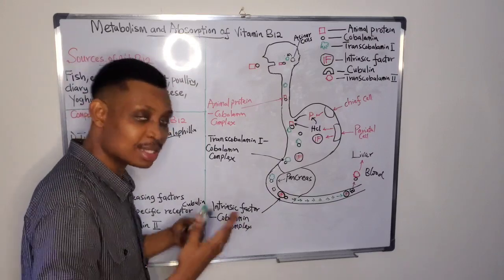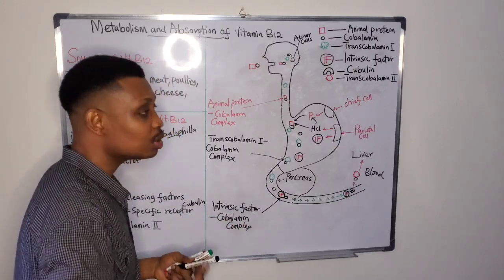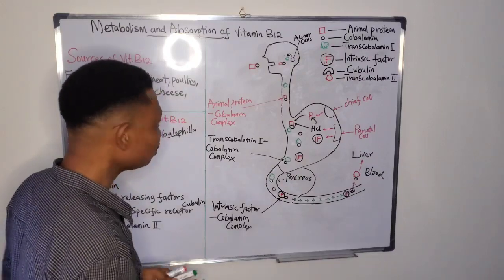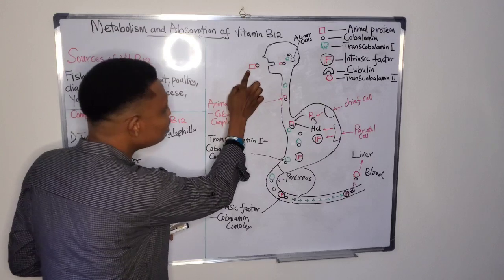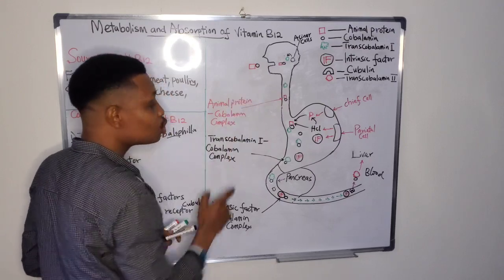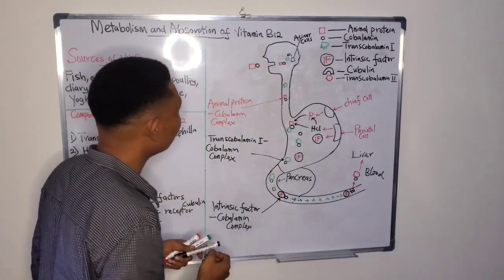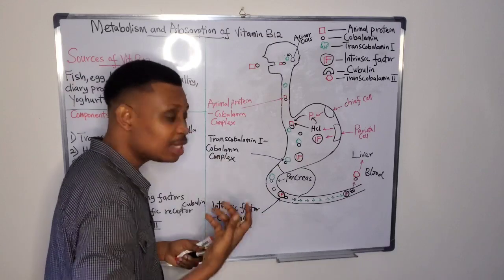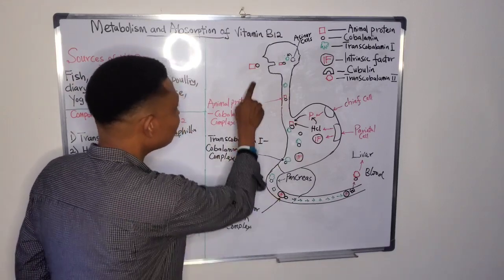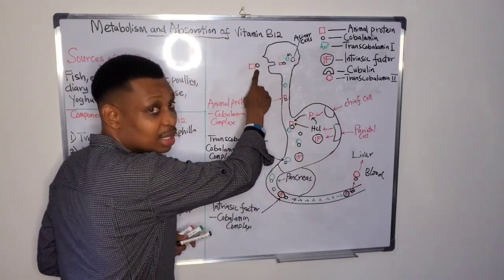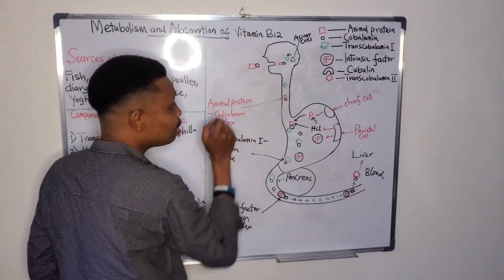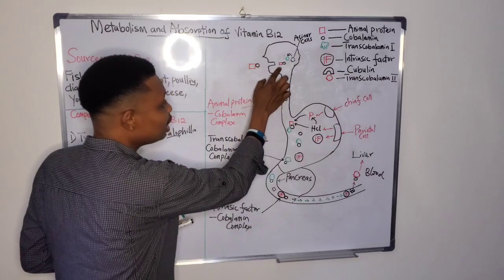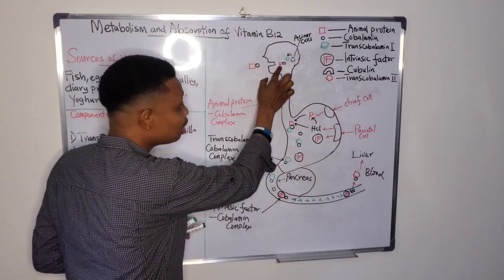What about the synthetic form? How is it absorbed? It is similar. The difference is the absence of this animal protein. So, when cobalamin is taken in the synthetic form, it is taken in as free cobalamin, not bound to the animal protein. So, getting into the mouth, it is also free, okay?